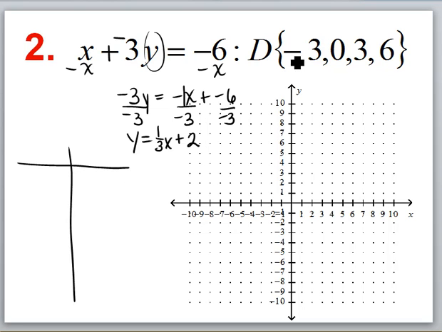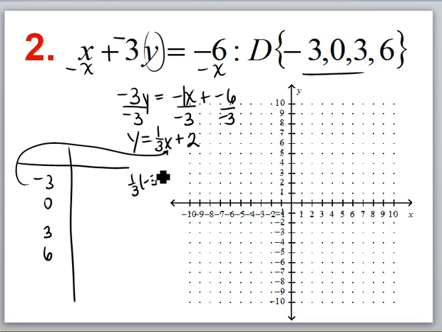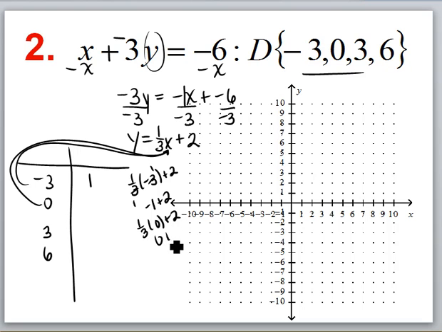My t-chart then, I'm going to have -3, 0, 3, and 6. That's what they asked me to find in my domain. I will go ahead and plug in -3 first. So I've got 1/3 times -3 plus 2. Well, when I cross reduce here, I get -1 plus 2. -1 plus 2 is 1. Plug in 0. 1/3 times 0 plus 2. Well, that would be 0 plus 2, which is 2. Plug in 3. 1/3 times 3 plus 2. Those cancel. I get 1 plus 2, which is 3.